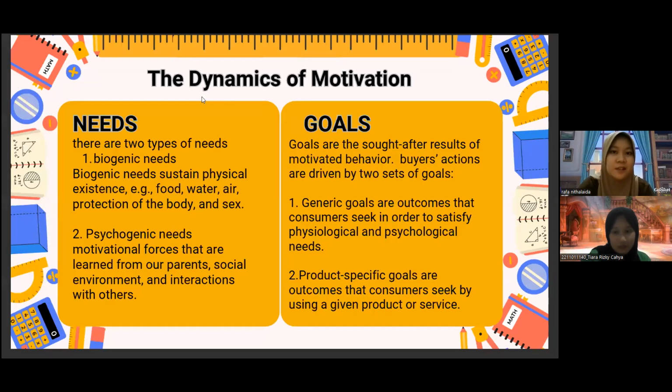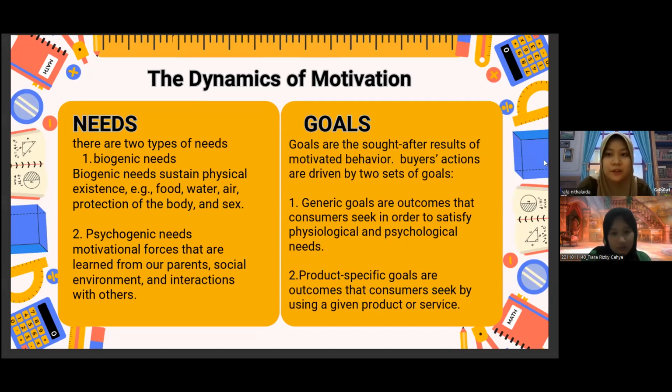Okay. The dynamics of motivation is divided into two categories. The first one is need. There are two types of needs. The first one is biogenic needs, like physiological needs such as food, water, air, function of the body, and sex. And the second one is psychogenic needs, or motivational forces that are learned from our parents, social environment, and interaction with others.